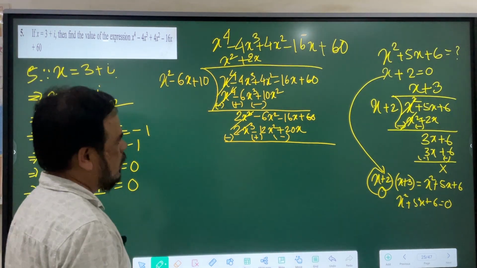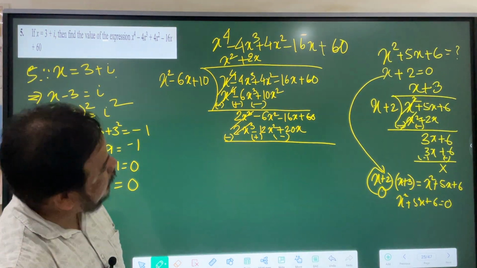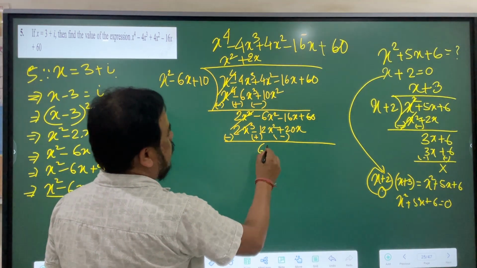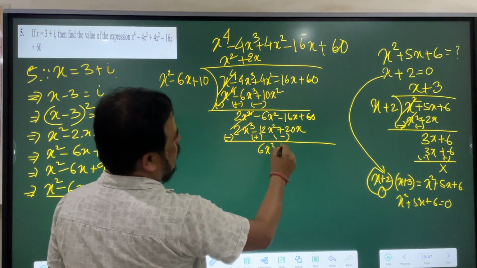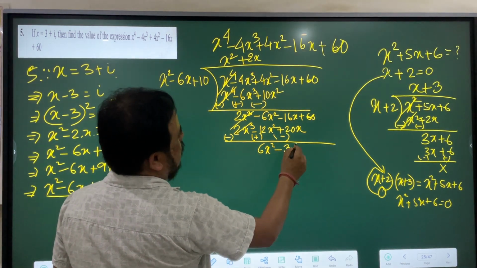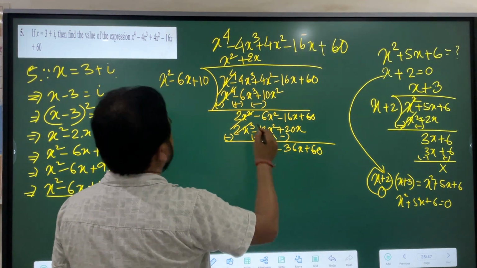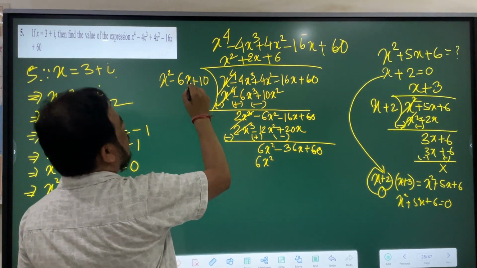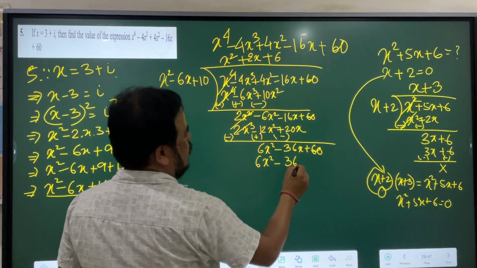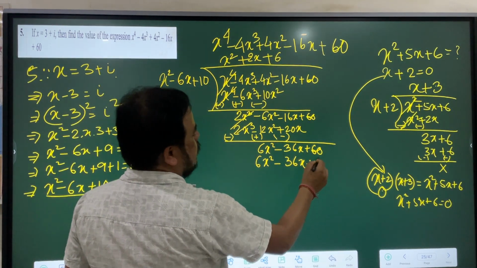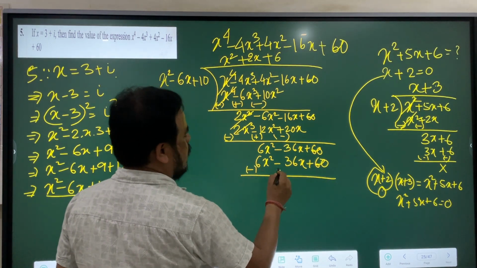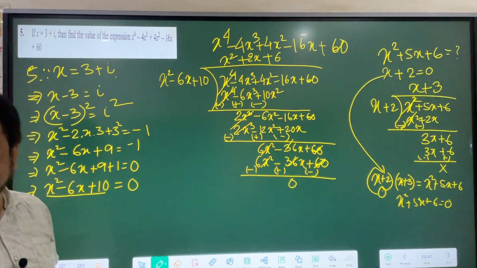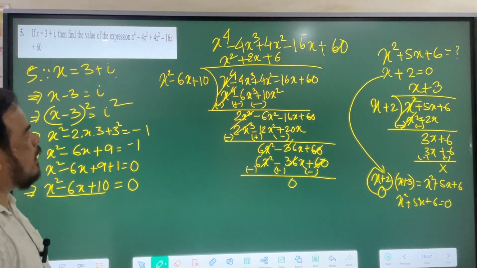This one cancels. 2x cube minus 2x cube is still x, correct. So 6x square minus 16 minus 30, minus 36x plus 60. x square into 6 is 6x square. Minus 6x into 6, minus 36x. 10 into 6, 60. So cancel all. No remainder. No remainder. So what have we understood then?